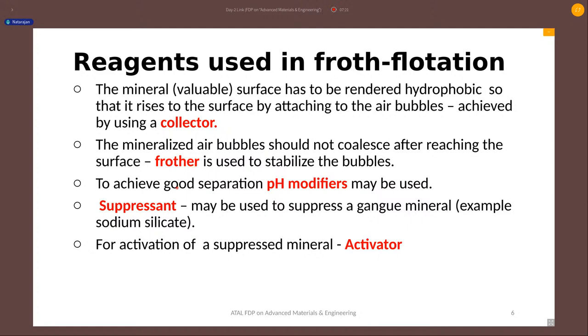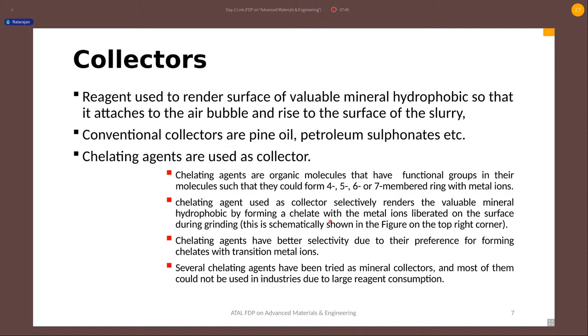Then, to achieve good separation, we have to play with the pH. Sometimes we add lime or hydrochloric acid as a pH modifier. Sometimes we need to use a suppressant like sodium silicate, which will suppress silica from flotation. Or sometimes we need to activate a particular mineral, and we call that reagent an activator. So these are the various chemicals that we use. But of these, I will be concentrating more on the collectors, because collectors form the most important part. The efficiency of the collector, or the performance of the collector, decides the success of the flotation process.